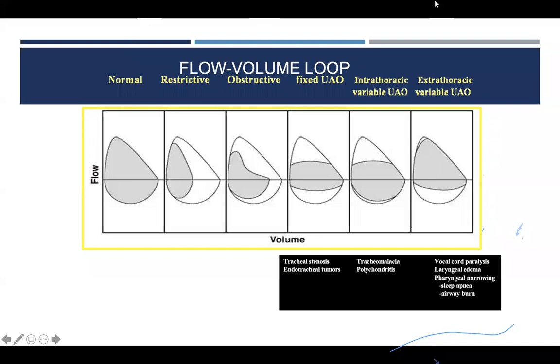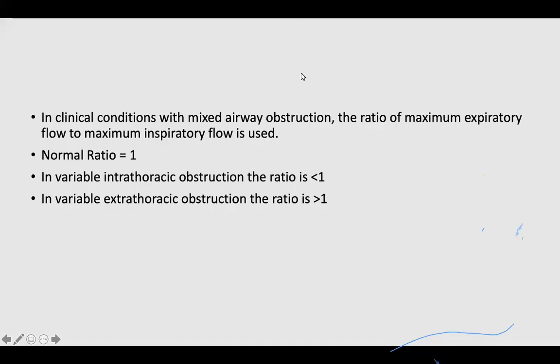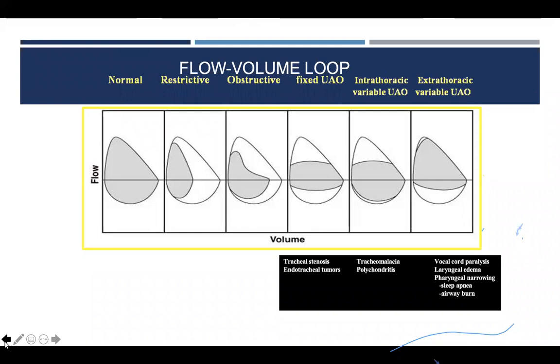But if you look at the restrictive diseases, the total lung capacities are decreased. So the graph shifts towards the other side, but the flow rates also go down when compared to the normal. So this is a good figure where you can see both obstructive and restrictive diseases on a single graph when you're comparing with the normal.